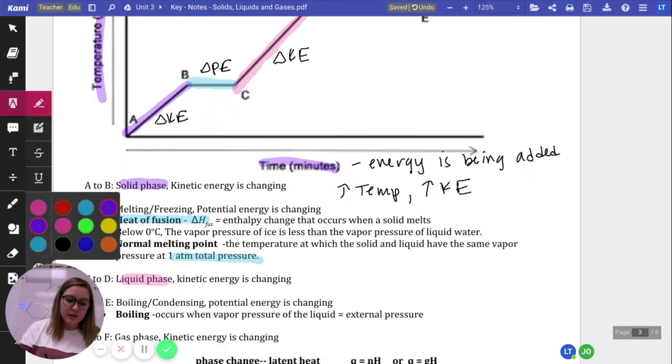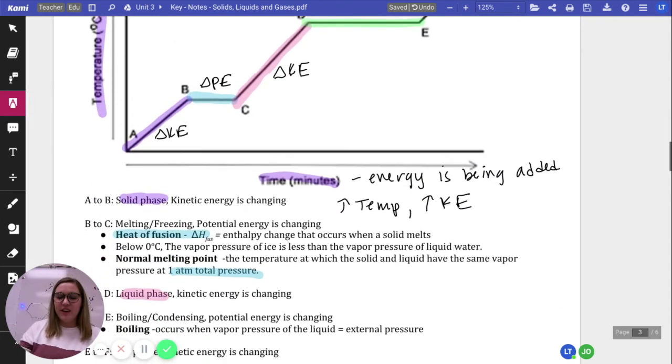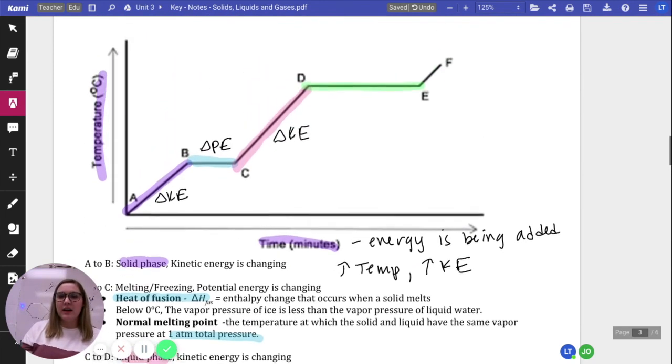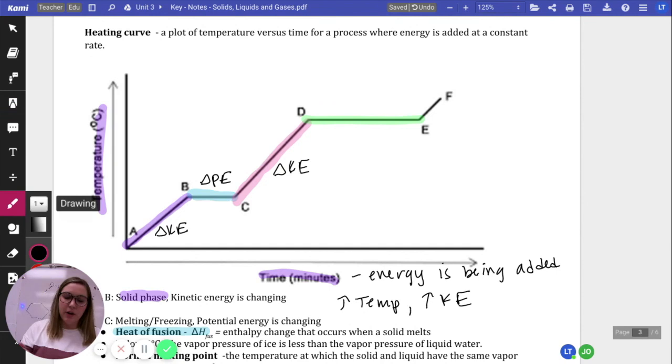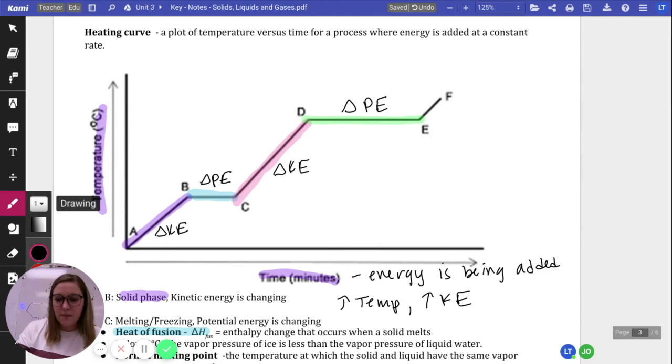And then D to E. I'm trying to pick pretty colors, guys. All right, D to E right there, we have our boiling or condensing. And again, guys, all of that energy that's being put into our graph right there is going into breaking the intermolecular forces versus heating it up. So that's why we don't see a temperature change here. It's changing our potential energy here.